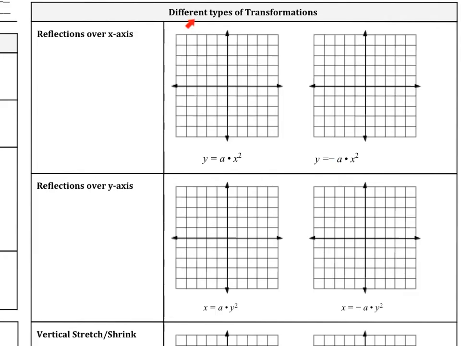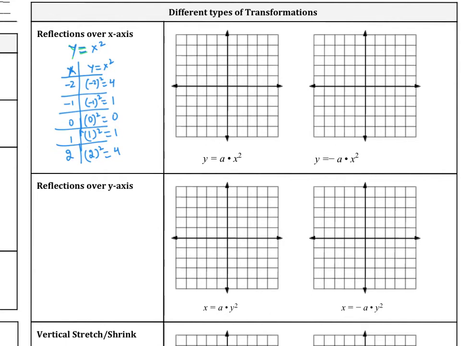Now let's do different types of transformations. The first one is reflection over the x-axis. For the reflection of the graph, there are two types of functions given to you. If you notice, this one has a negative sign and this one has a positive sign. When you graph any square function, you first make a table to see where the points are going to be.